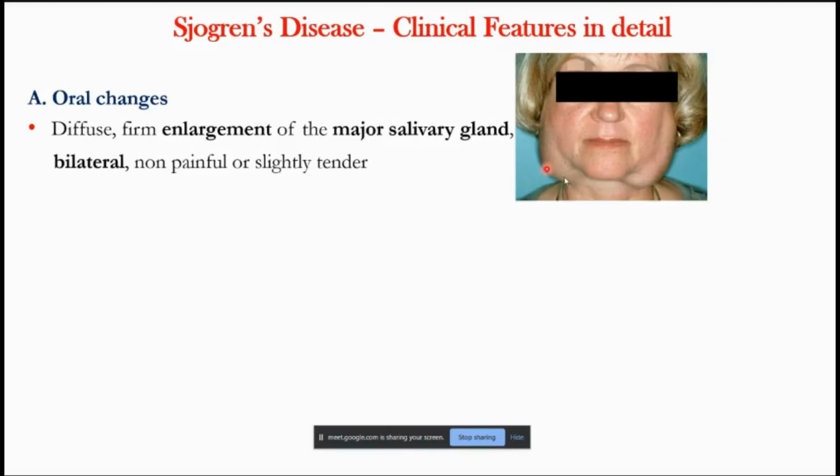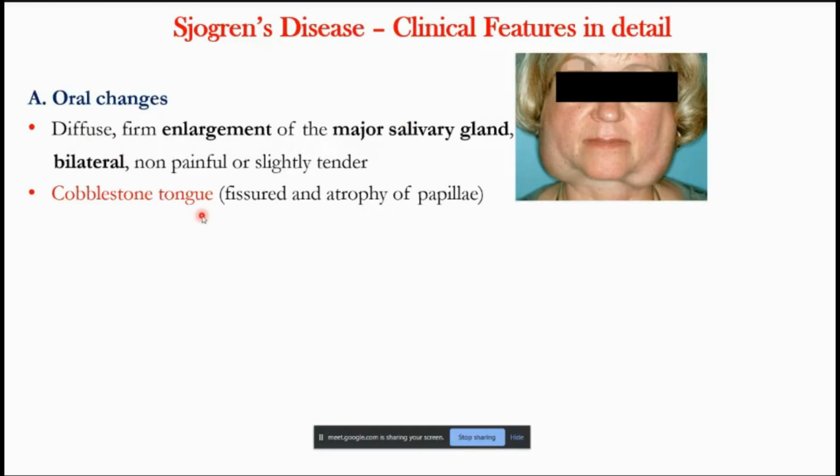So clinically, as you can see, females are 9 times more affected. This image is of a female. There is diffuse and firm enlargement of the major salivary glands, and it is bilateral, so it is seen on both sides. It is not really very painful, but it could be slightly tender, especially upon palpation. Along with this bilateral enlargement of the major salivary glands, there are also other oral changes which are seen.